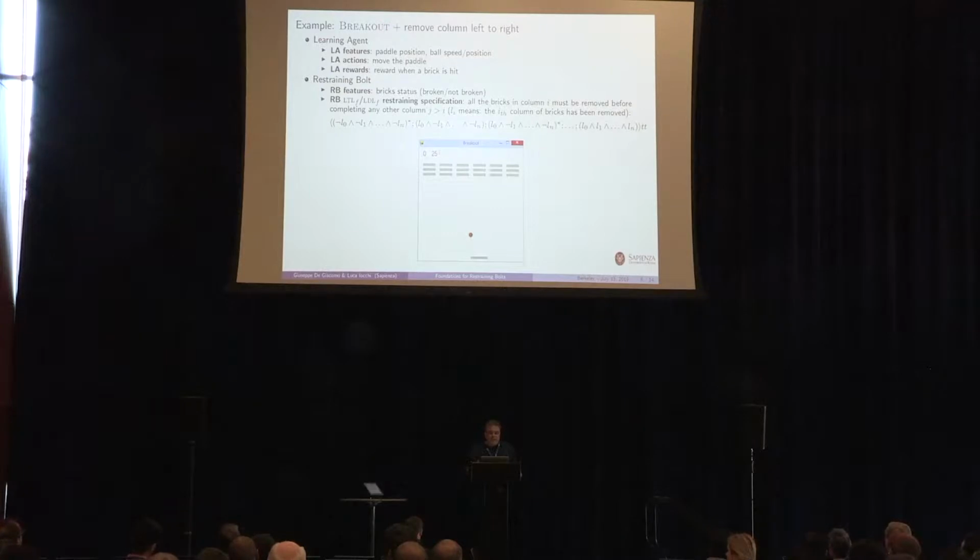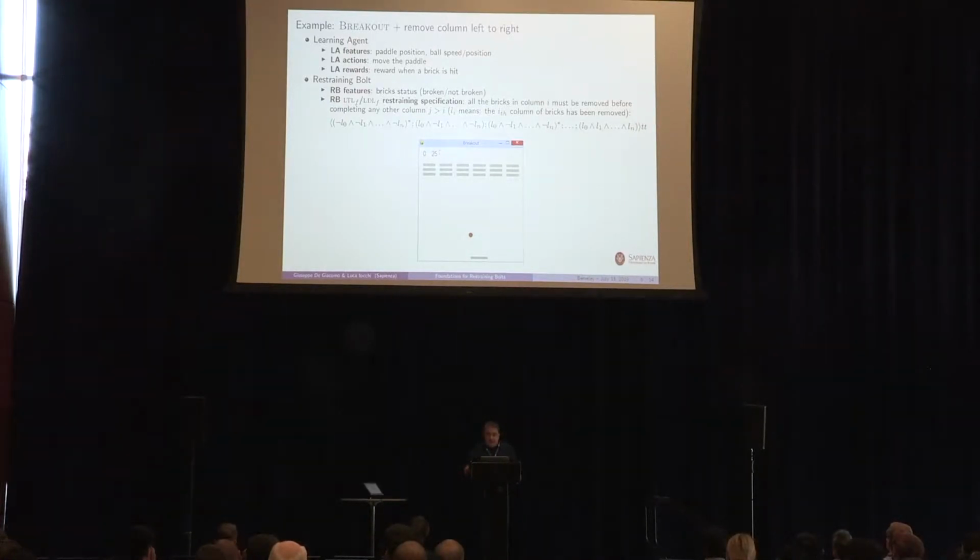So we have a learning agent. This is Breakout, the famous game in which you have to break the bricks. The features of the learning agent are the position of the paddle, the ball, speed, position, and the action is to move the paddle. And the reward: you get a reward if you hit a brick. Now the restraining bolt talks about the brick status. So it has the list of bricks, whether they are on or off, and their position.